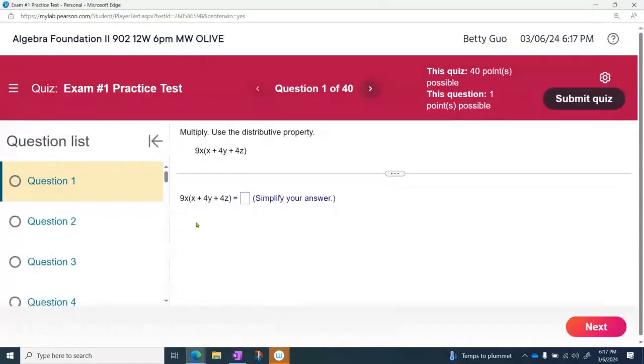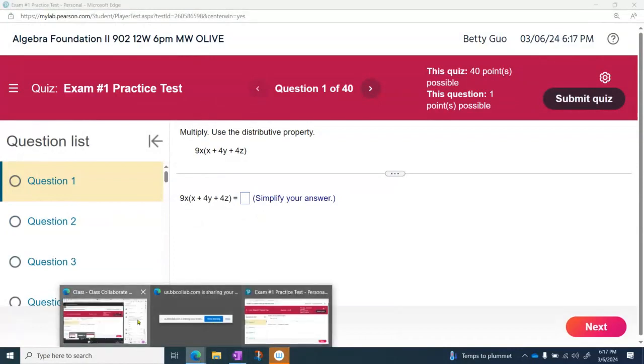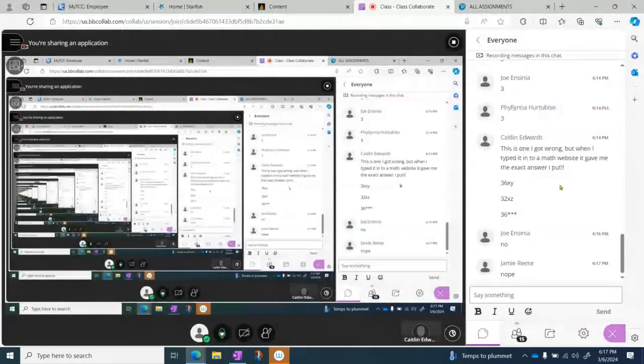Okay, so I'm going to skip entering part because entering takes time. 36xz, okay. All right. Any question about this problem, guys?